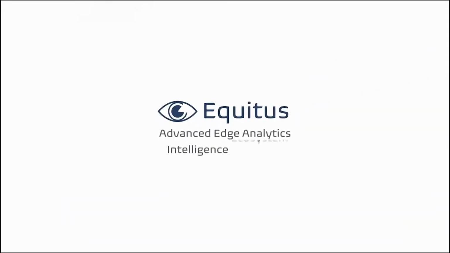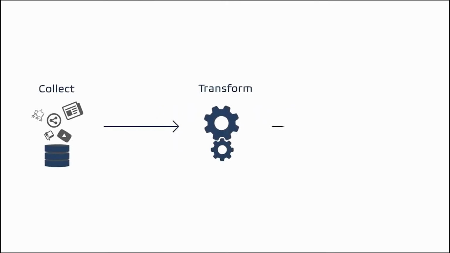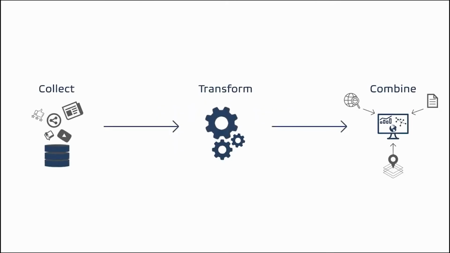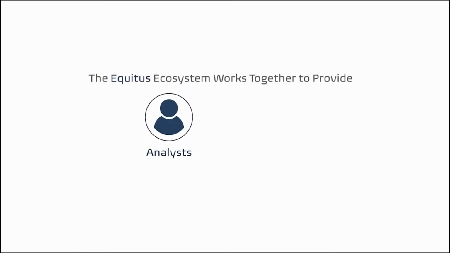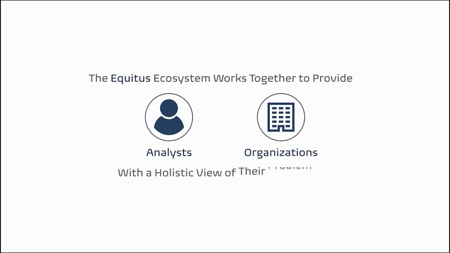At Equitus, we offer an advanced edge intelligence ecosystem designed to collect, transform, and combine your data into a powerful analytic environment to support your intelligence activities. Today, we're going to look at how data convergence and the Equitus ecosystem works together to provide an analyst and an organization with a holistic view of their problem set.